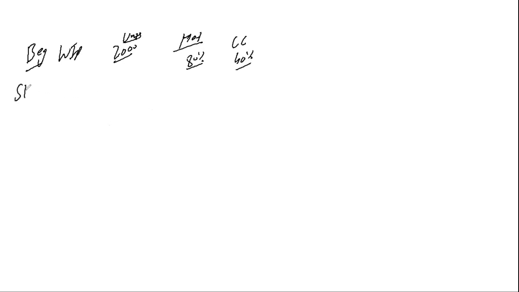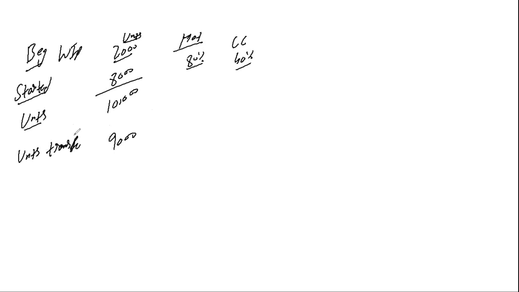We started new units during the period, 8,000. So in total, 10,000 units we have to account for. Out of 10,000 units, 9,000 we transferred. Students, here the word transferred, you don't need to get confused. The word transfer to next department means it's completed for this department. So when he's using the word transfer to next department, it means this department finished its job, so it will be considered as completed for this department.